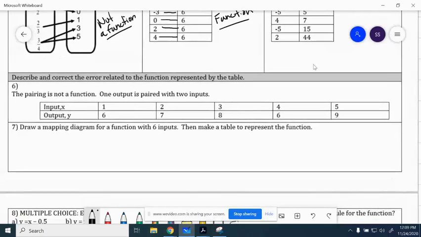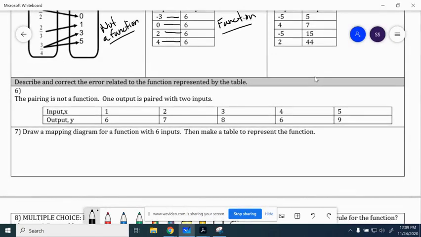Number 6, describe and correct the error related to the function represented by the table. It says that the pairing is not a function. One output is paired with two inputs. Okay, so they're saying that this breaks the function because we have 1 going to 6 and 4 going to 6.